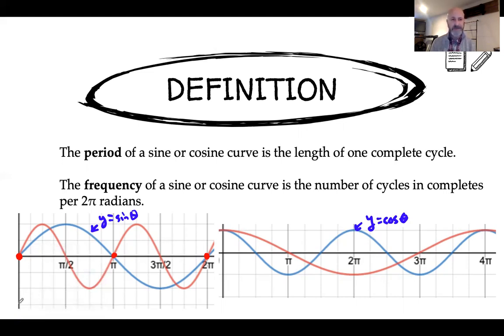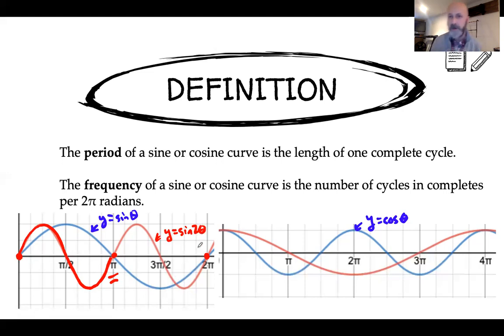You'll also notice that it completes its cycle. It does its thing all the way up and all the way back down, back to where it started. It completes its cycle by pi radians. That means the period of this red graph is pi. The equation for this red graph is y equals sine of 2 theta.